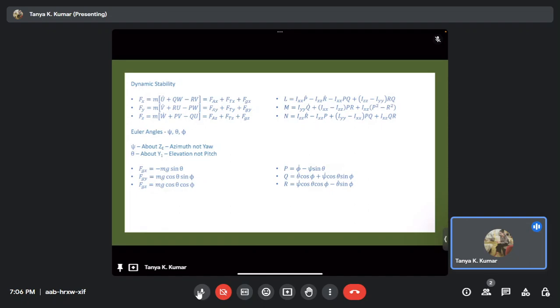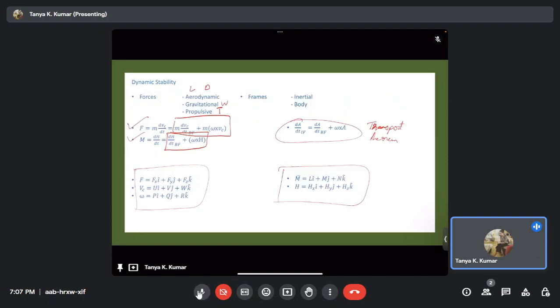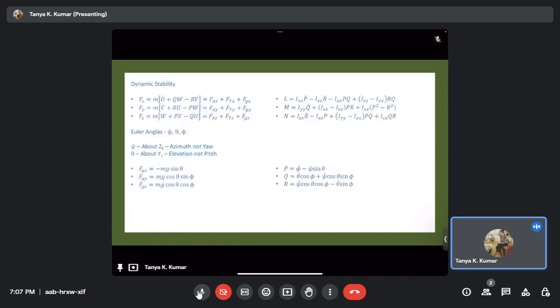So, when you expand Newton's and Euler's equations of motion, you get 6 different equations, right? You get Fx, Fy, Fz, and you get L, M, N, which are the moments in the x, y, z direction respectively, okay? So, just expanding these two terms gives you the 6 equations, that is Fx, Fy, Fz and L, M, N, okay?